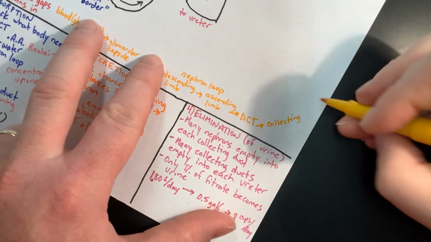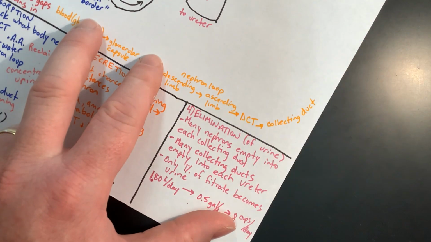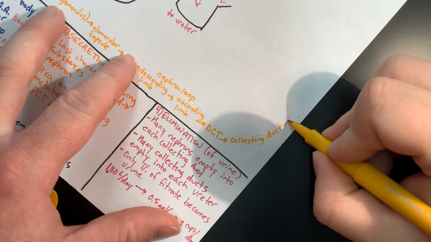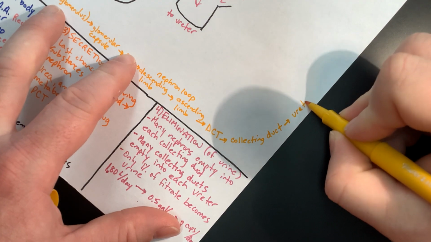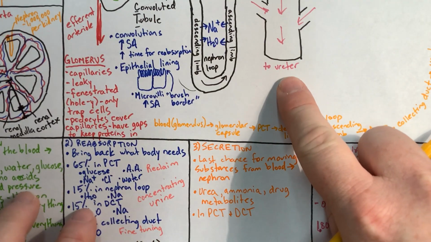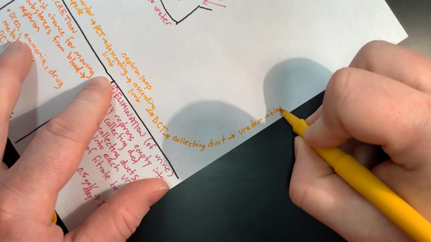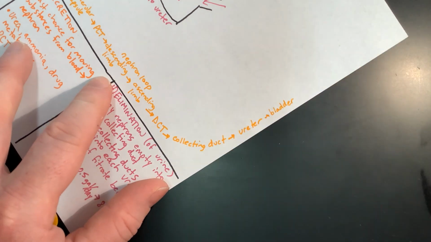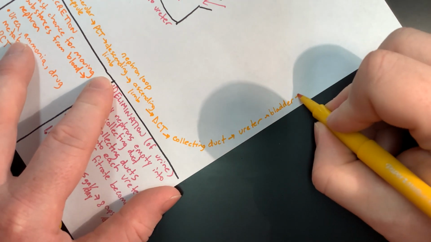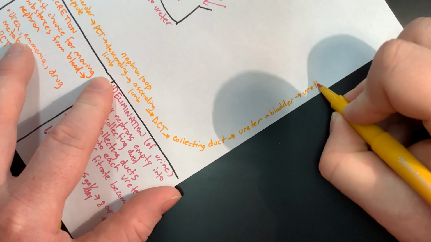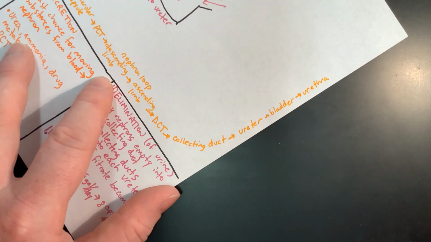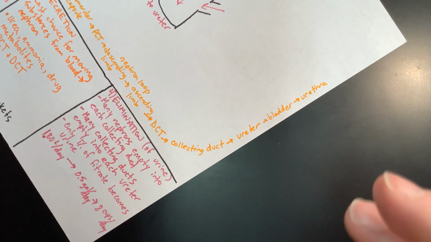I have to wrap this around. Collecting duct, and then collecting duct to the ureter. And that's where we left off on this picture. And then now we can kind of move over here. The ureters empty into the bladder. And then from there, the urethra, and then out into the toilet or wherever this urine is going to go.